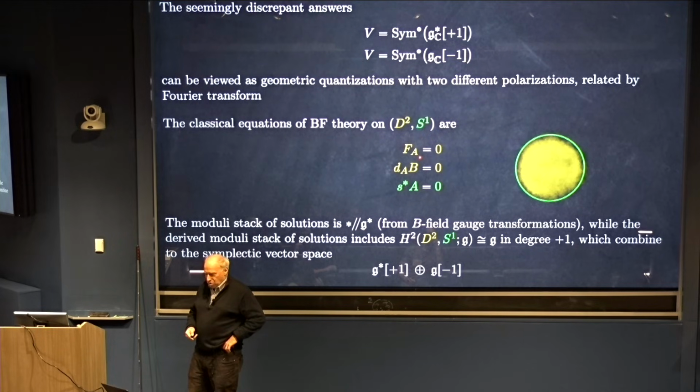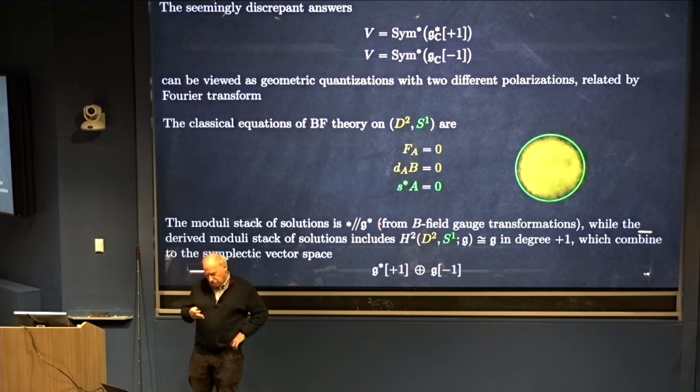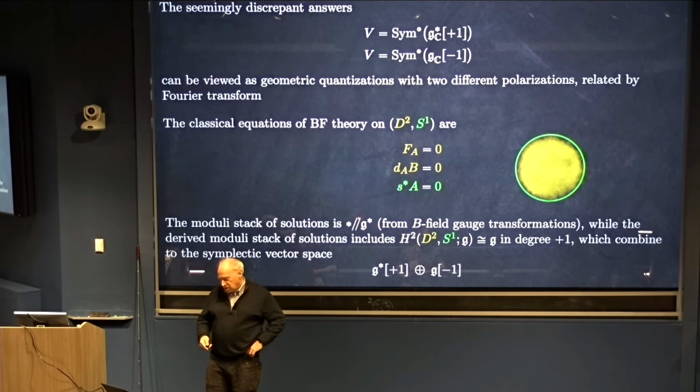As we said before, as a connection, there's only the trivial connection with no automorphisms. But if you think about the field B and its gauge transformations, then you're allowed to shift B, which now has to be constant. You can shift it by an element in the dual of the Lie algebra. So the moduli stack is point mod G star.